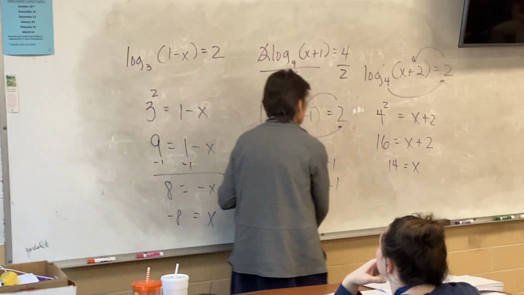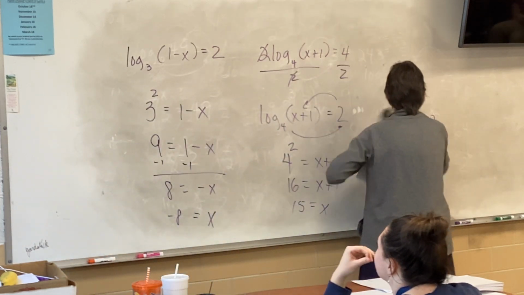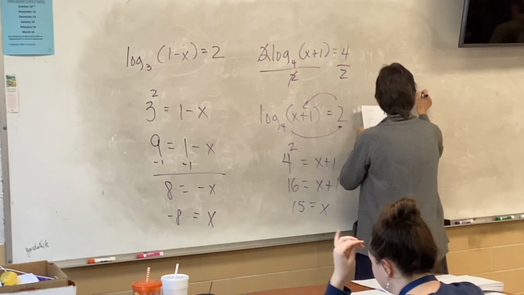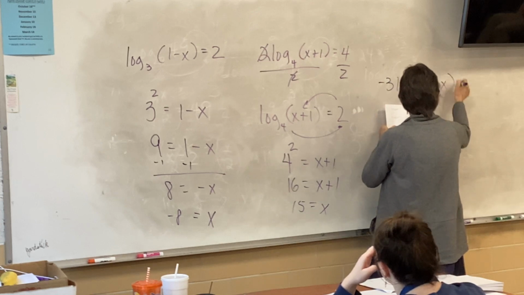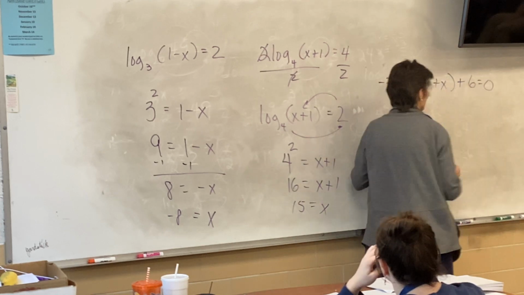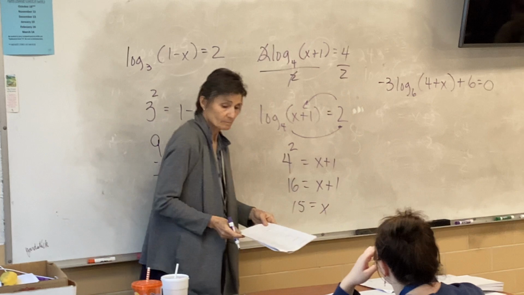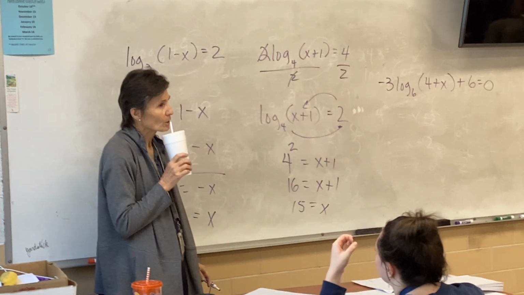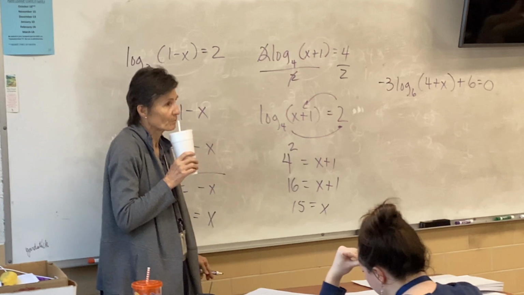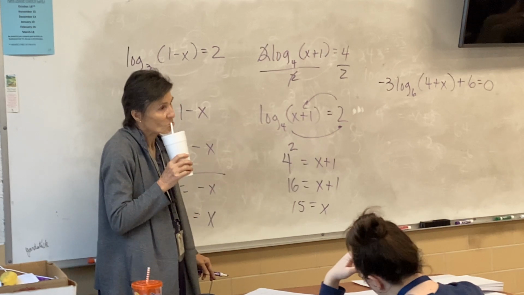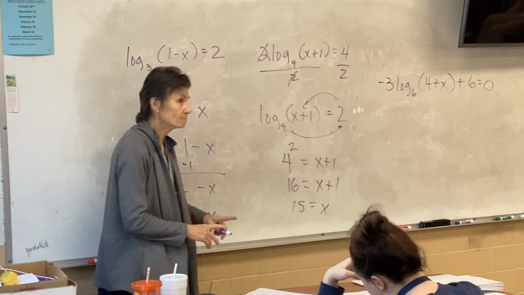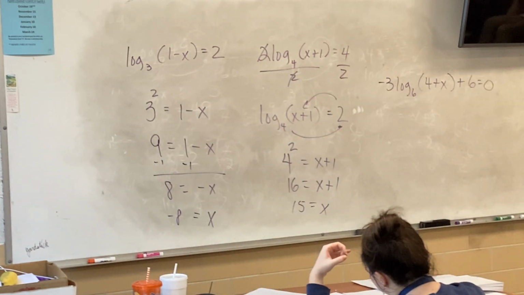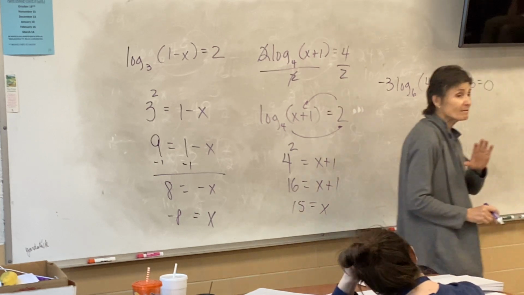Let's look at the last one. Looks kind of big. Negative 3 log base 6 of (4 plus x), plus 6 equals 0. Xavier, do you have a thought about how we might start this one? Just the first step, what might we do? Okay, we can divide by negative 3.